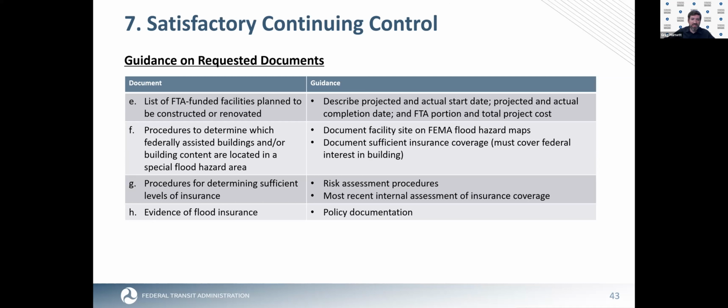Really, what G is asking for is, do you have procedures that describe what I just described to you? Do you have some kind of systematic way in your organization of keeping track of which facilities might be located in one of these flood hazard zones? And if you do, the requirement is that you carry flood insurance. So under H, we would want to see maybe your certificate of insurance or other policy documentation showing that you are currently maintaining that required flood insurance.